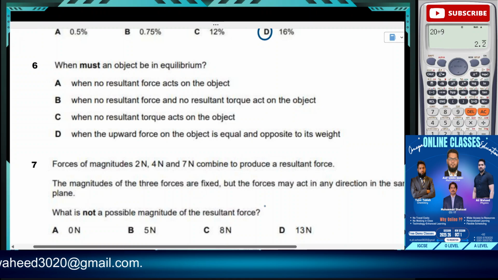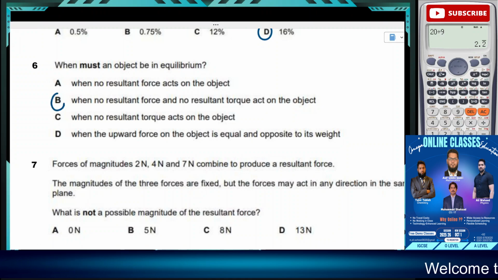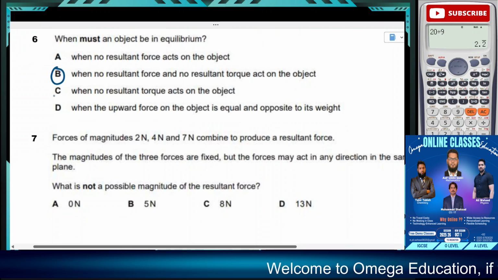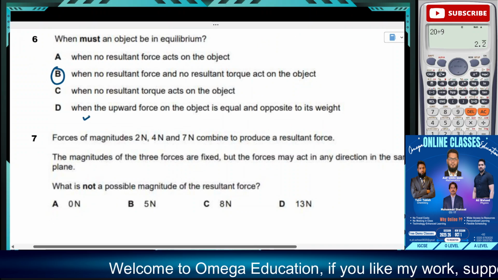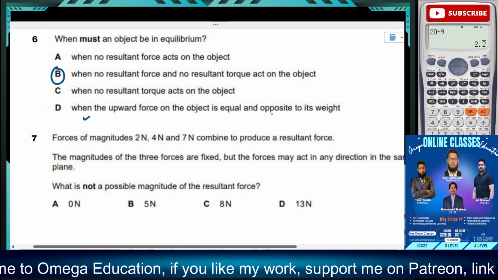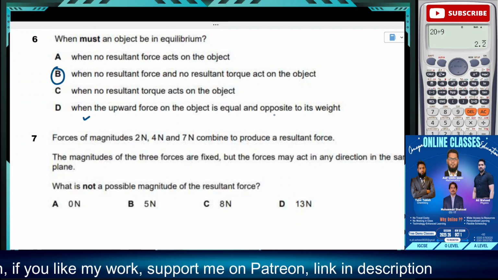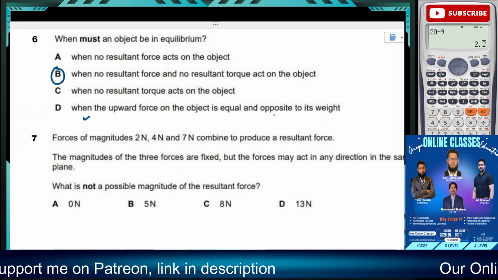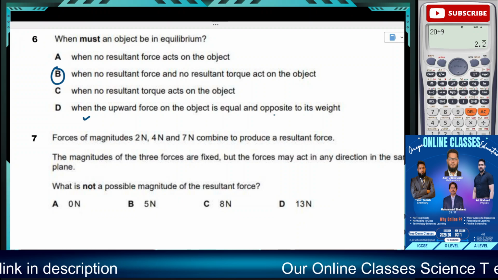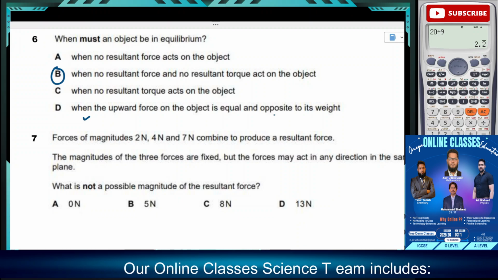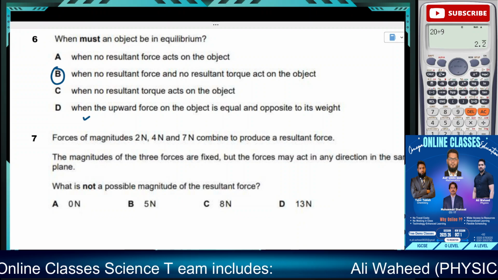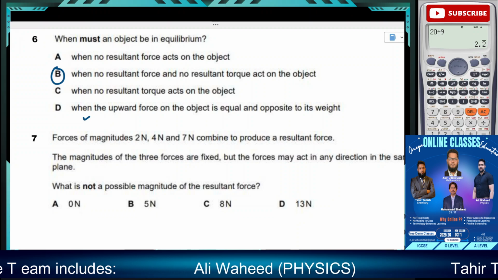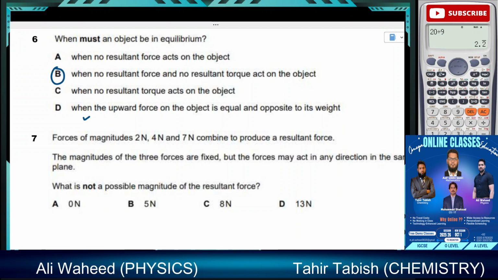When must an object be in equilibrium? When there is no resultant force and no resultant moment of force. If you pick up the last one, for example, when the upward force on the object is equal and opposite to its weight? May not necessarily be the case. But what about the horizontal forces then? So if you pick up the last one, what about the horizontal forces? Shouldn't those forces be equal as well?